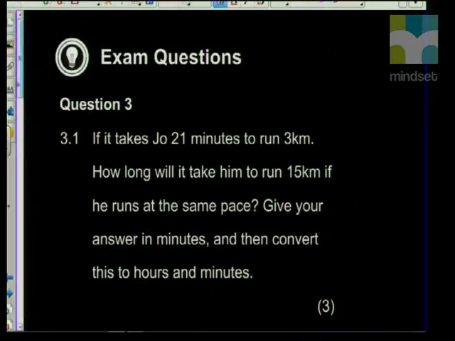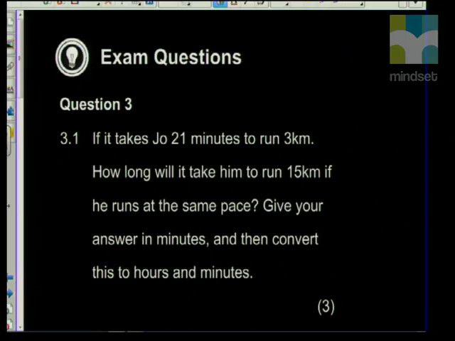Welcome back. Let's try question number 3. This question deals with a combination of time and ratio. So let's have a look and see if we can solve this problem. These ones are slightly more difficult, because they are expecting you to do a little bit of problem solving. So let's read it together.